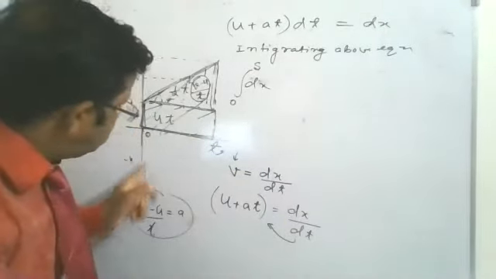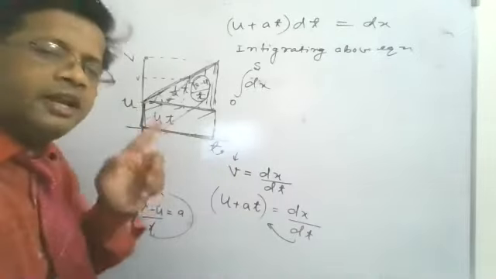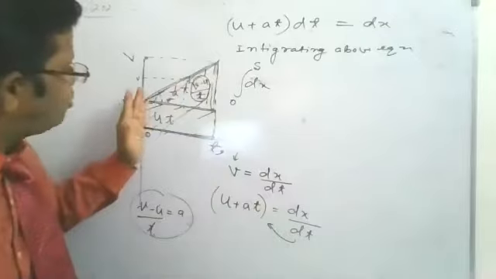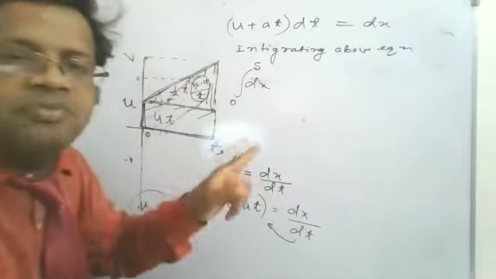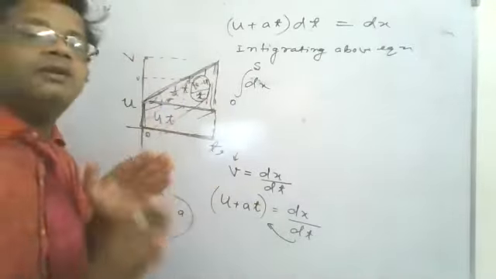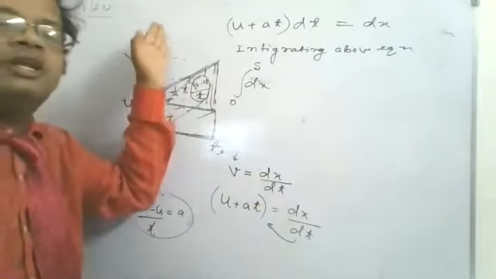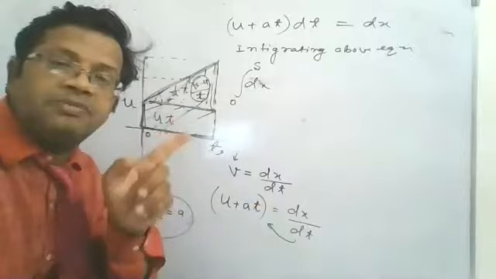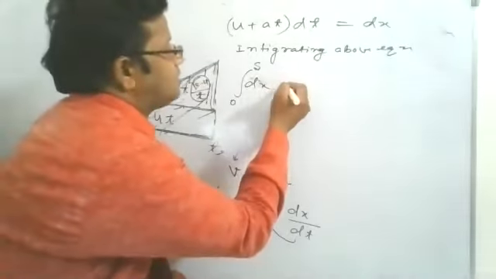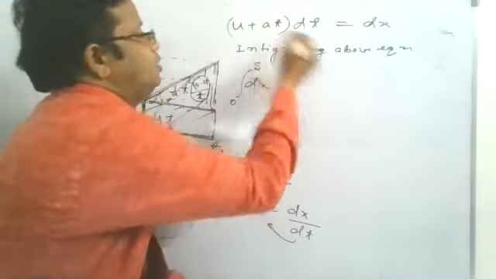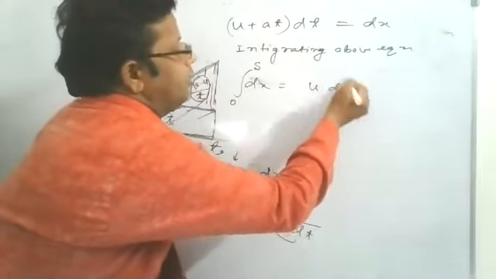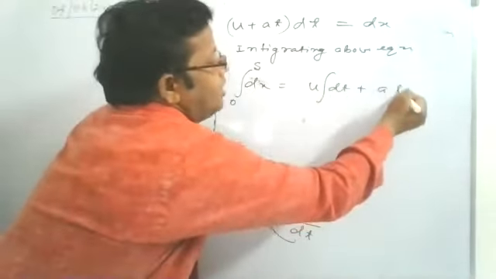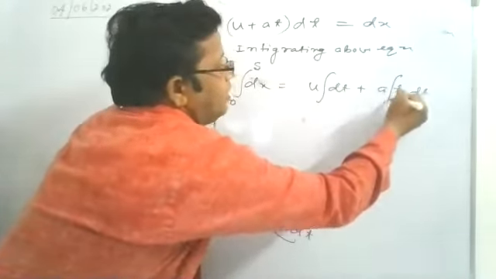But when the velocity becomes negative, then only displacement will be negative. If the velocity remains positive, displacement will be positive. बेटा देखिए इधर वेलोसिटी जब तक पॉजिटिव रहेगा डिस्प्लेसमेंट पॉजिटिव रहेगा, वेलोसिटी जैसे ही नेगेटिव होगा डिस्प्लेसमेंट नेगेटिव होगा. See dx, u into dt, u constant है बेटा, take it outside, plus a t into dt, integrating.